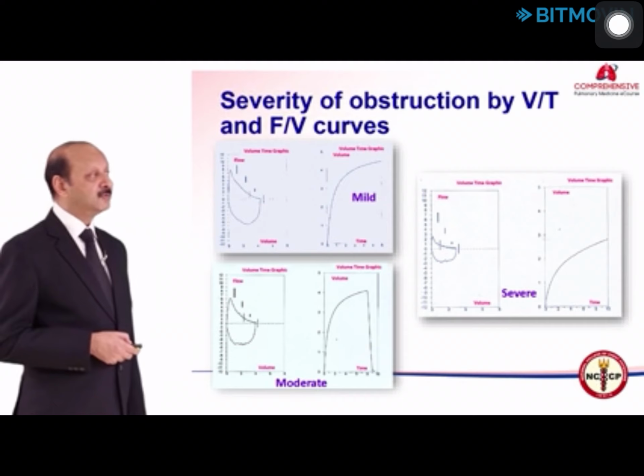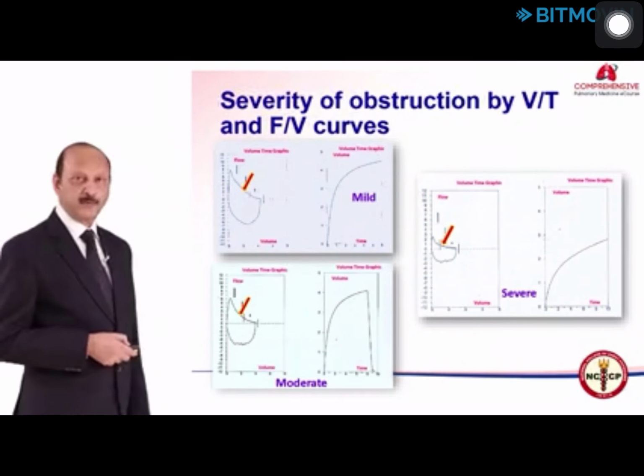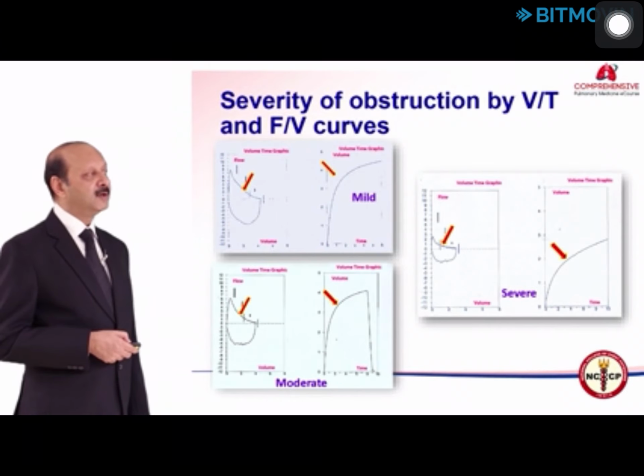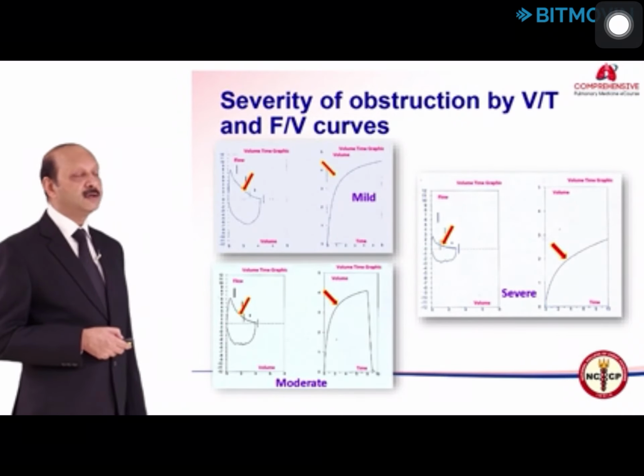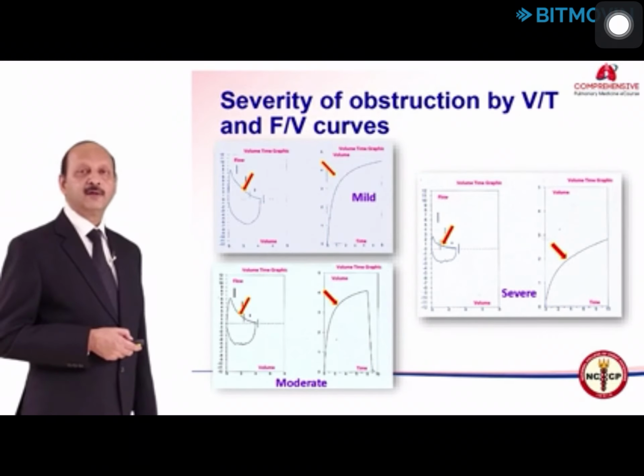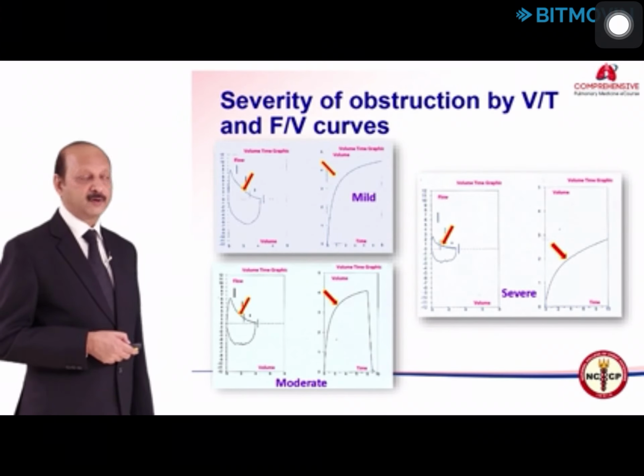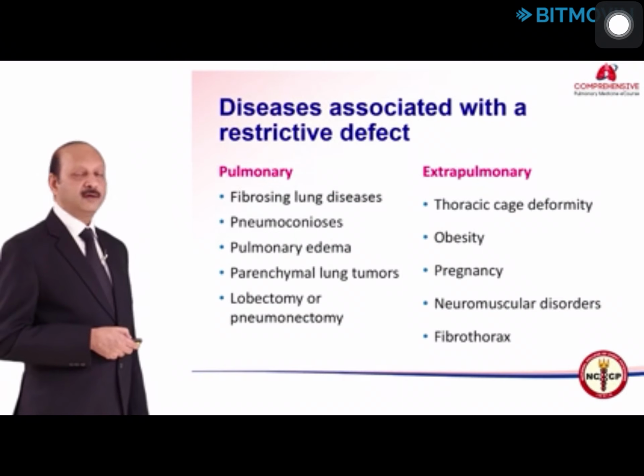You can see from these curves, these are actual curves done by patients. In a mild obstruction, the flow volume curve is slightly concave. As the obstruction becomes severe, it becomes more concave, and as it becomes further severe, the concavity increases. Now, looking at the volume time curve, this is with mild obstruction. With moderate, it is getting flattened, and with severe, it has flattened further. So looking at the curves also, you can say whether there is mild, moderate or severe obstruction. Now, the next step is to see what happens in restrictive disorders.